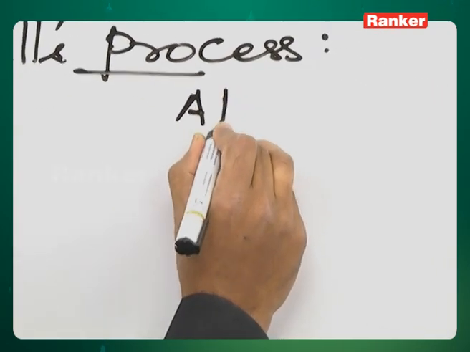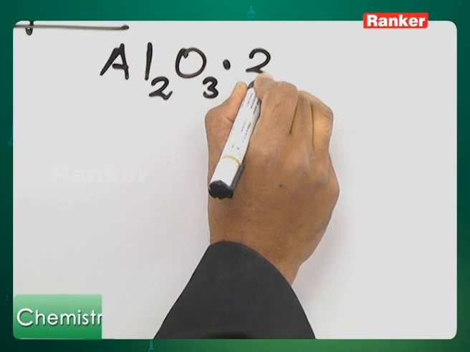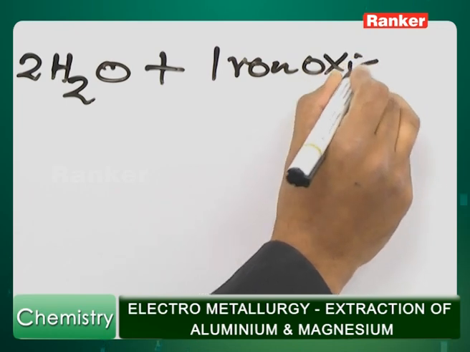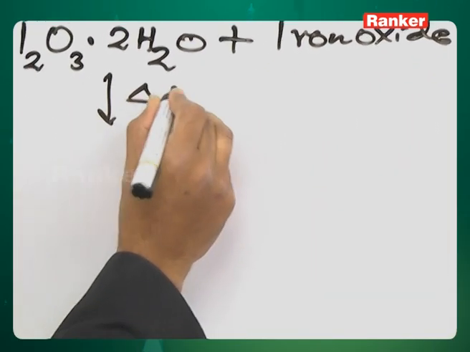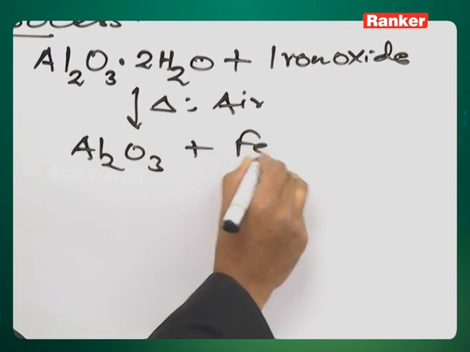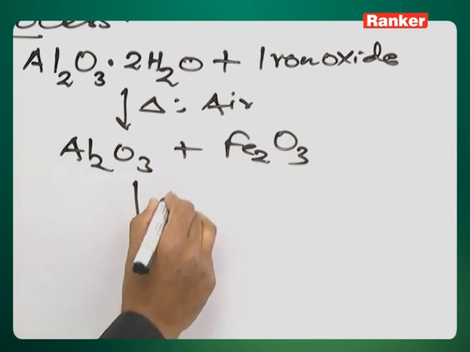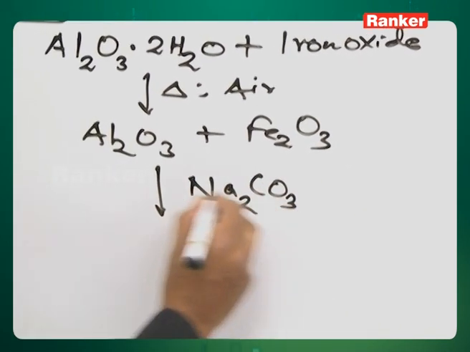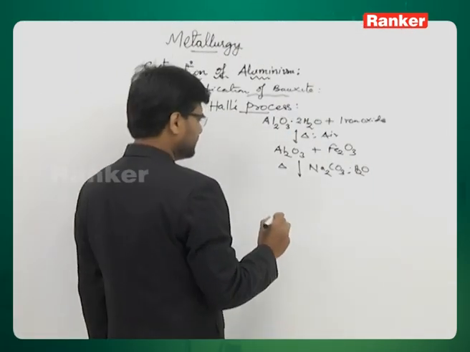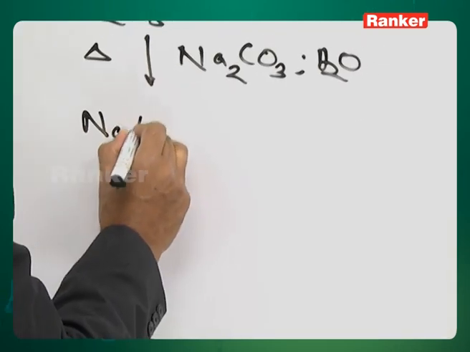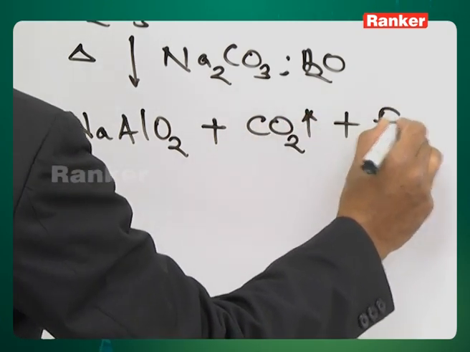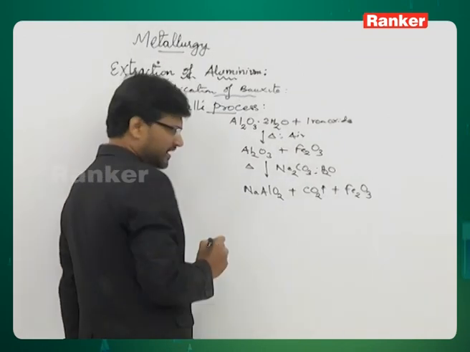So it's a similar type of technique. Bauxite is Al2O3.2H2O. Apart from that, we have iron oxide associated as an impurity. This is heated in air and you get Al2O3 plus Fe2O3, and then this is treated with sodium carbonate solution. Then you get NaAlO2, carbon dioxide gas is produced, and Fe2O3 remains as it is. This is removed by filtration.